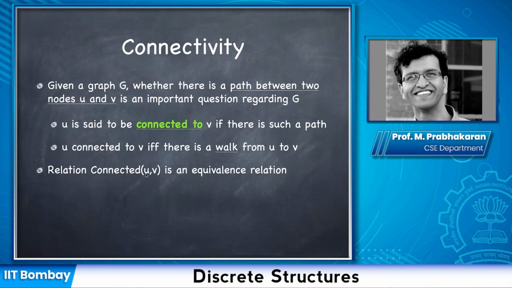And so you can capture that as a relation over the vertices. Two vertices U and V are related to each other by this relation called connected if they are connected to each other. And it's an equivalence relation. You should confirm that it's reflexive, symmetric, and transitive. Reflexivity comes from the fact that there is a walk of length 0, or path of length 0, from a node to itself. And it's symmetric and transitive. So you should verify these things. So this is an equivalence relation.